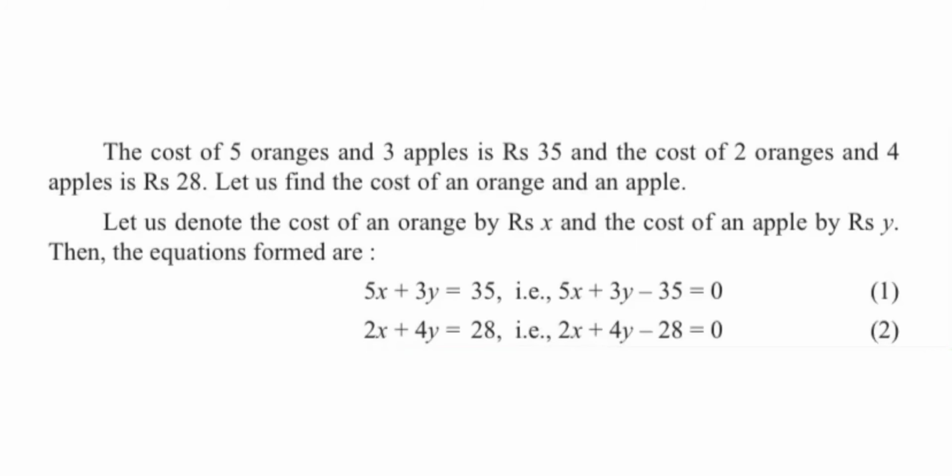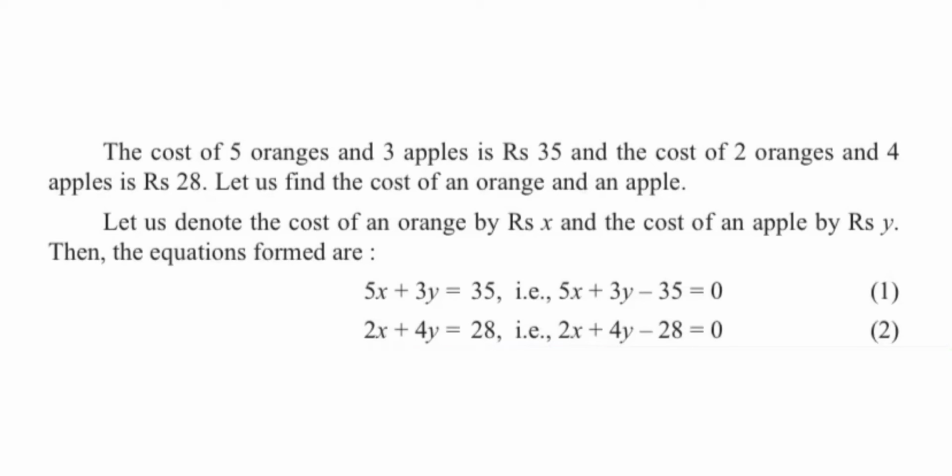So, first of all, it is very much necessary to know how to form the equation from the given condition. The cost of 5 oranges and 3 apples is rupees 35 and the cost of 2 oranges and 4 apples is rupees 28. So, we have to form the equations with this given condition. Now, here first of all you have to say what is given. The total cost of 5 oranges and 3 apples is given in the first case. So, first of all we should know what is the cost of 1 orange and what is the cost of 1 apple. So, let us suppose that x is the cost of 1 orange and y is the cost of an apple.